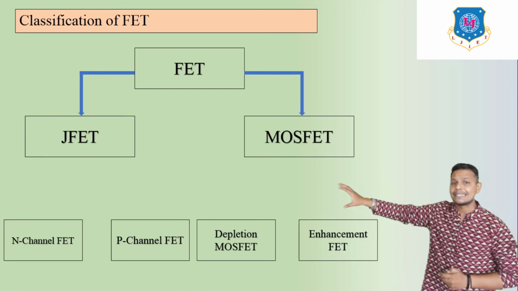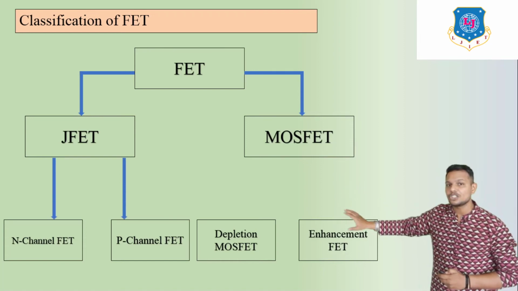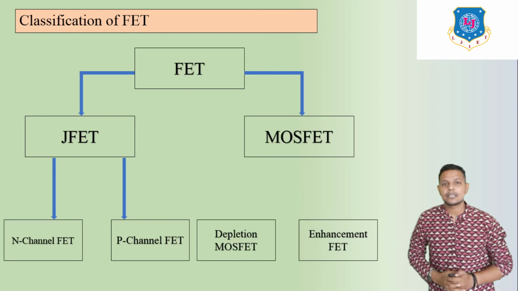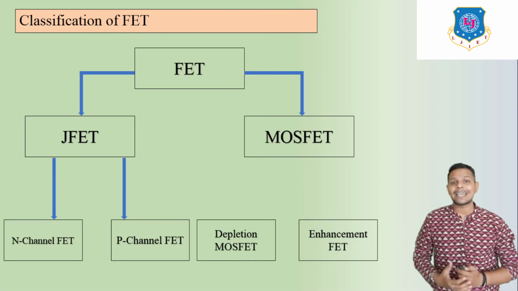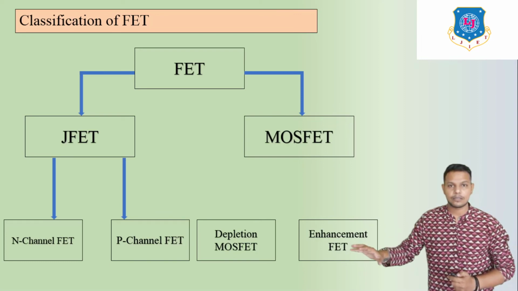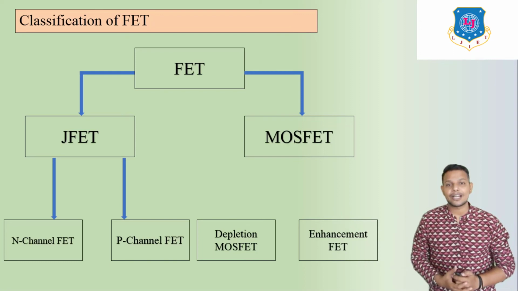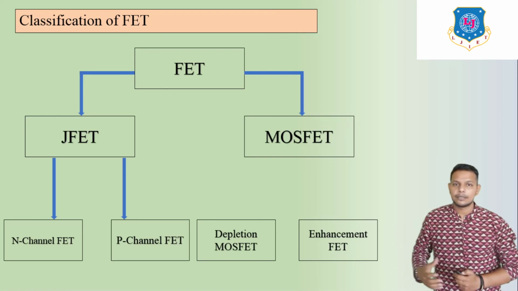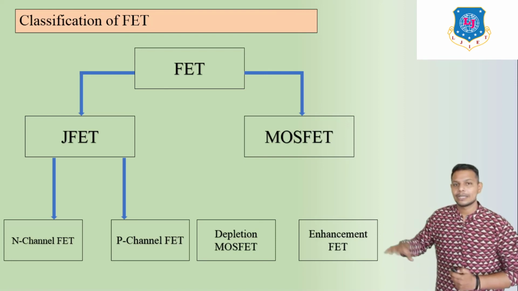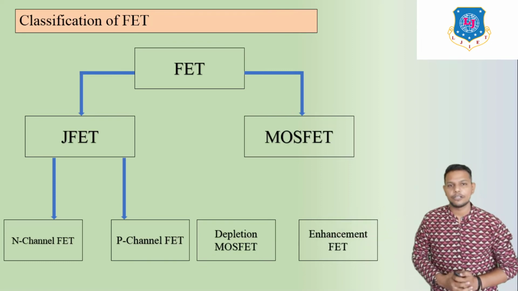JFET is divided into two parts: N-channel JFET and P-channel JFET. In N-channel JFET, the majority carrier charges are only electrons. In P-channel JFET, the majority carrier charges are holes. Due to majority carrier charges, current flows in the FET. So it is known as N-channel or P-channel JFET.